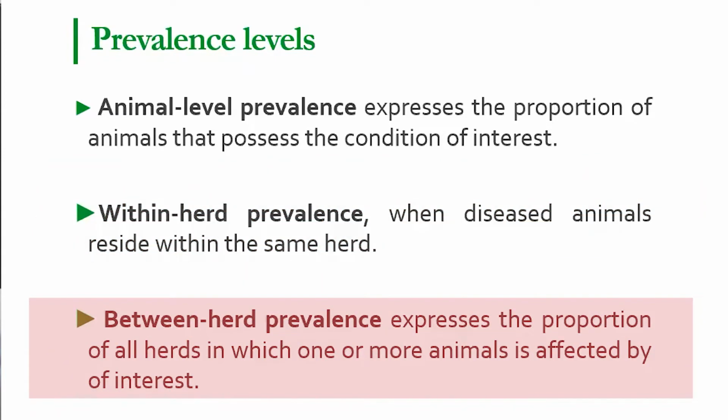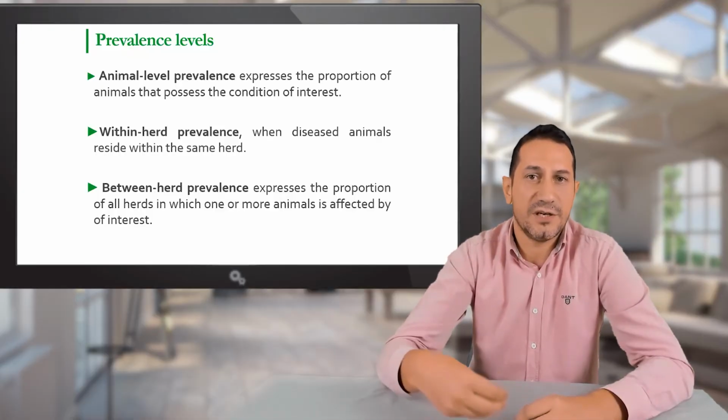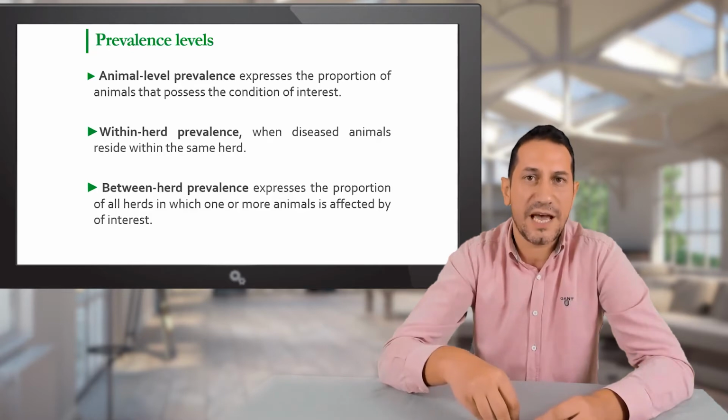Then we have between herd prevalence, which expresses the proportion of all herds in which one or more animals are affected by the disease. This could also be between villages, depending on the unit of aggregation we choose. However, the between herd prevalence is very useful in describing the spatial distribution of the disease. The factors which determine the level of within herd and between herd prevalences are different. So when we do a study, we might have different figures for within herd and between herd prevalence.